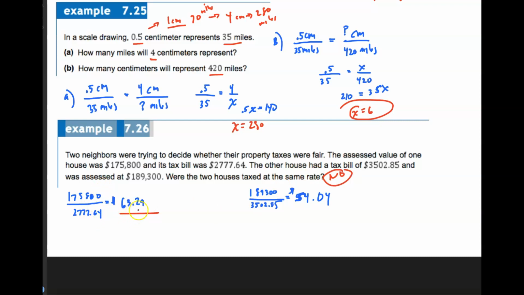So $63.29. For every value of your house, you get $1 of tax there. And so this is the same thing. $54 value of house is for $1 tax. So they're not at the same rate.